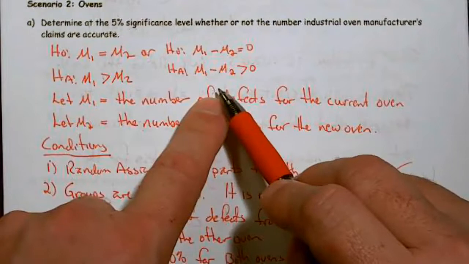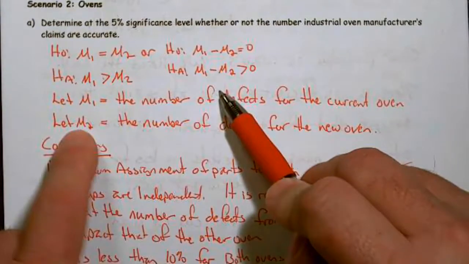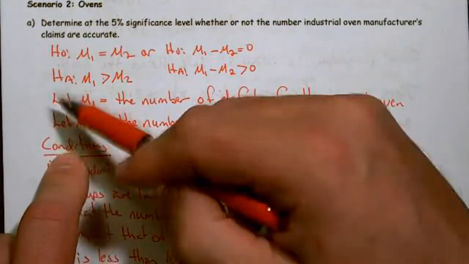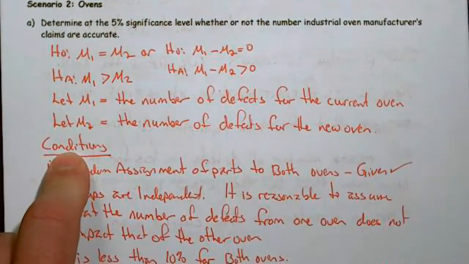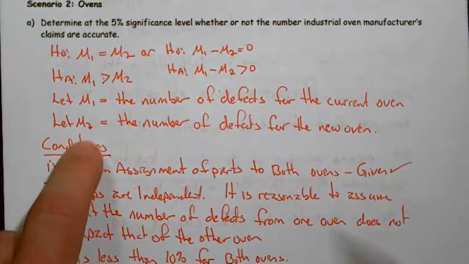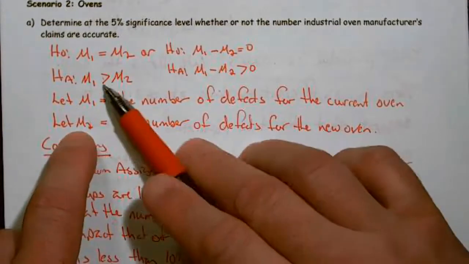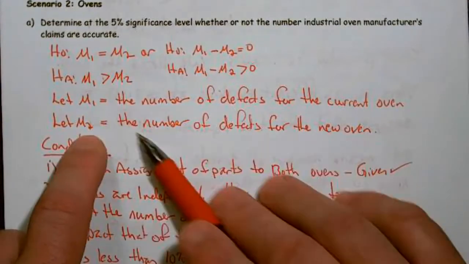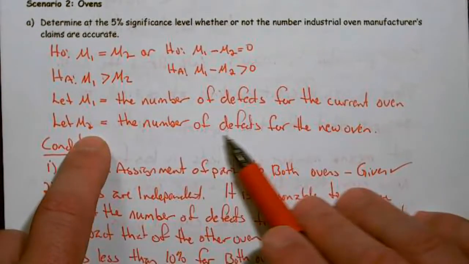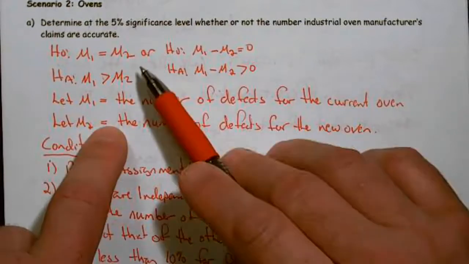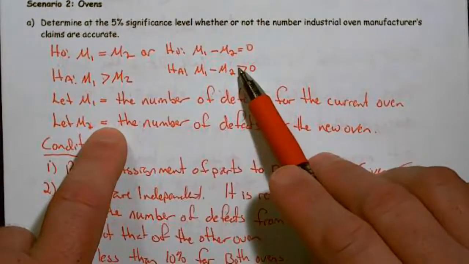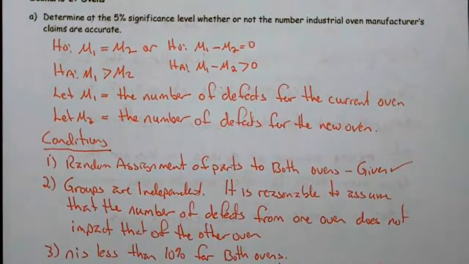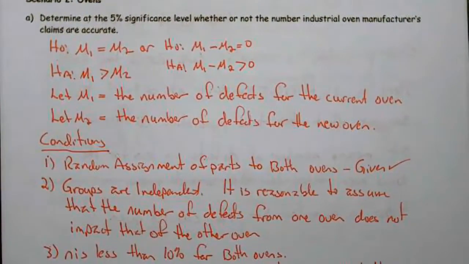That doesn't help me if I don't know what my definitions are, which is why it's so important to have this. Some people want to do it first, and that's fine. So let mu1 equal the number of defects for the current oven. And so we're saying the current oven defects are greater than mu2, the number of defects for the new oven. Once again, you can express it either way. You need to know how to do that, just because you don't know how that's going to show up on a multiple choice or even on a free response test.